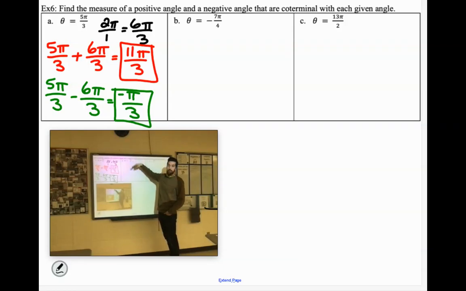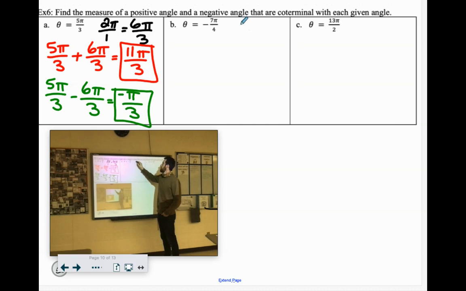This next one is in fourths. So if we took 2 pi over 1 and we converted it to fourths, we'd be multiplying by 4. So it'd be 8 pi over 4. So one rotation as fourths would be 8 pi over 4.